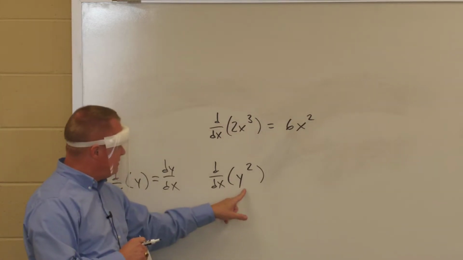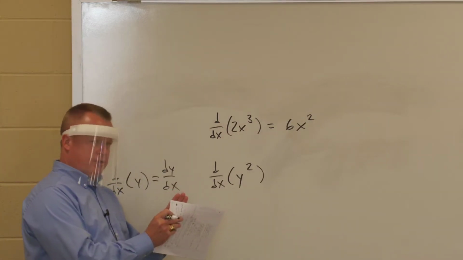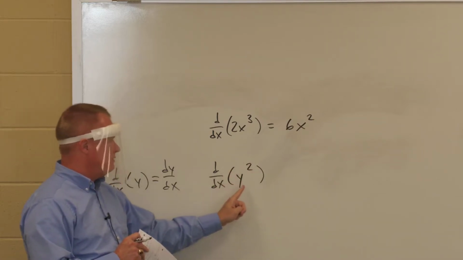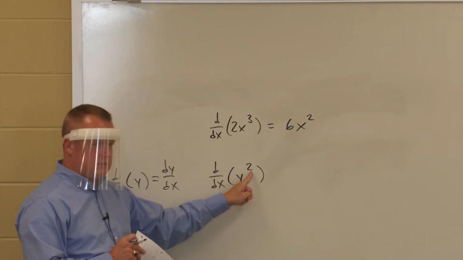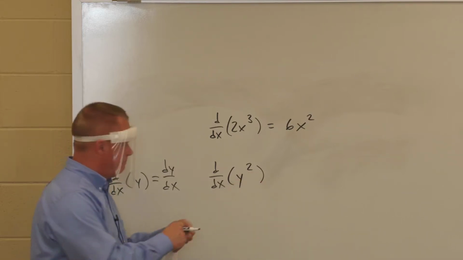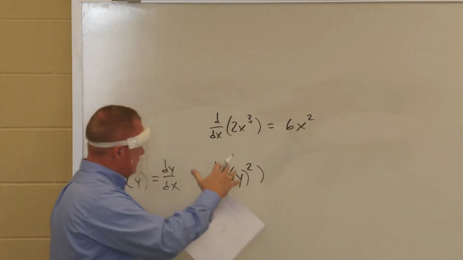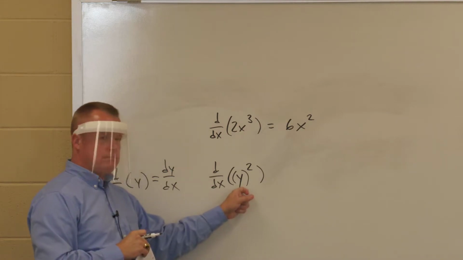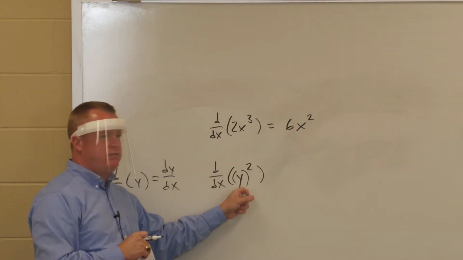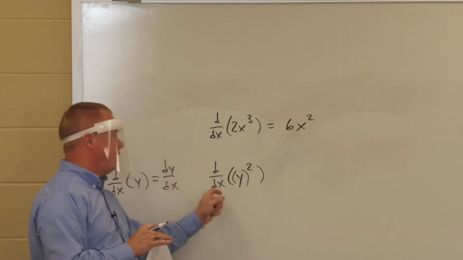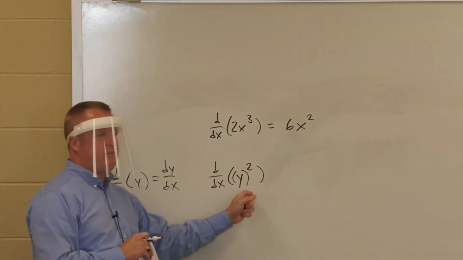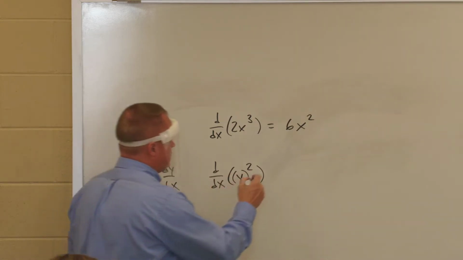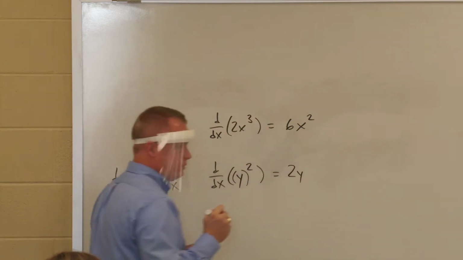If I have this, I really have a function inside a function, right? Because what would be the big outside function in this? It would be the squared, right? So the big outside function would be the square. What is the inside function here? y. So if I take the derivative of y squared with respect to x, then first I'd have to take care of the exponent of 2 on the outside. So this is going to be 2y to the first power.